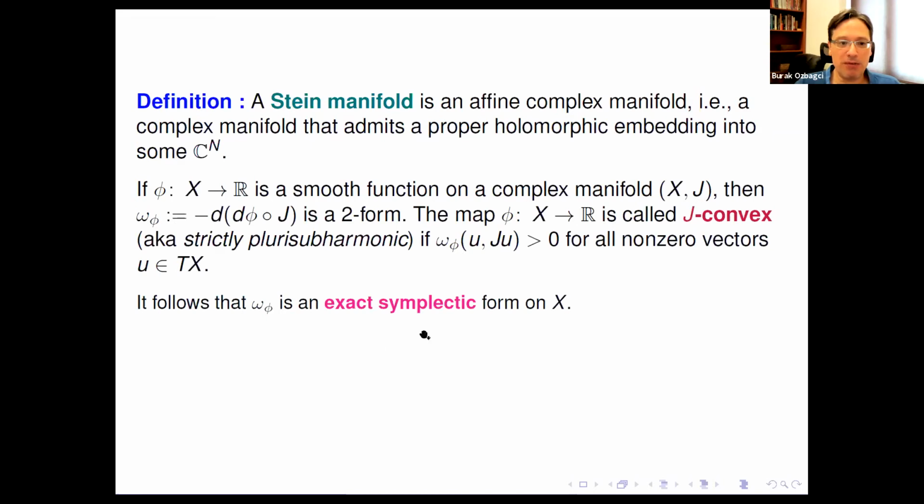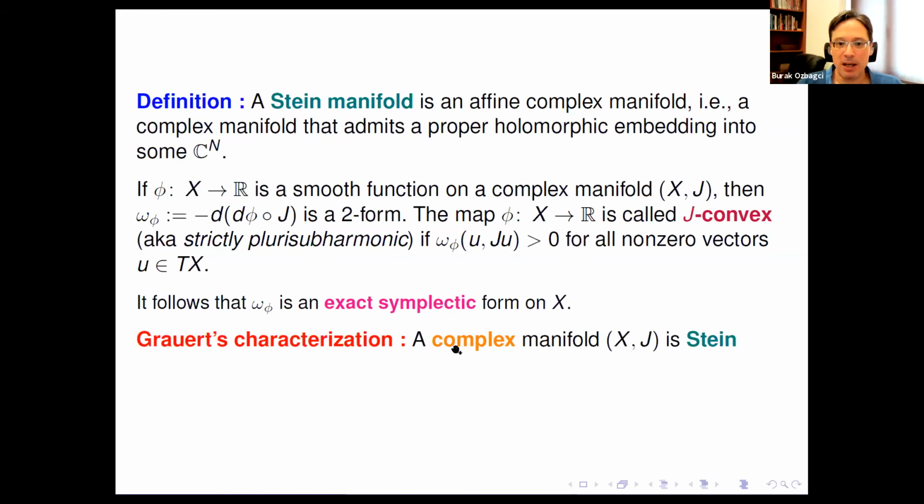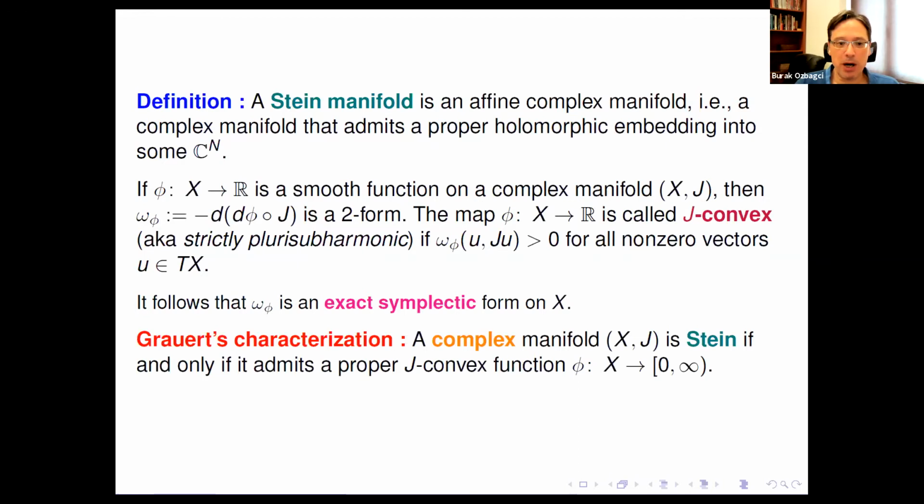It follows from this definition that omega is in fact an exact symplectic form on X. So Stein manifolds are exact symplectic, and in fact they are Kähler manifolds. Now I can state Grauert's characterization using these J-convex functions. A complex manifold (X, J) is Stein if and only if it admits a proper J-convex function phi from X to the non-negative real numbers. This opens up the possibility of using these functions to study the topology of Stein manifolds.